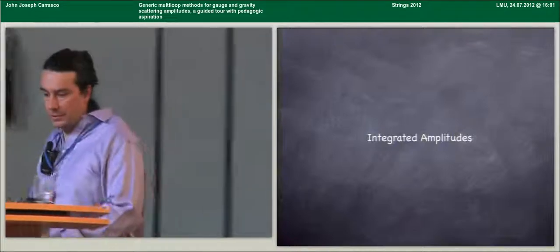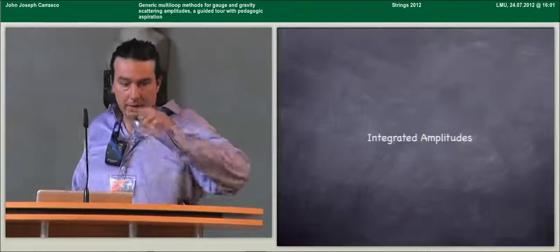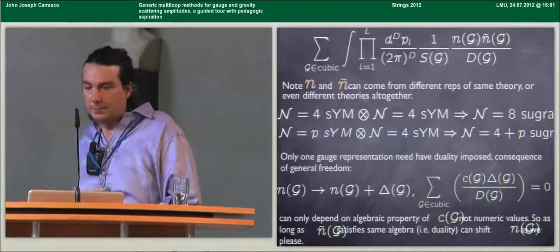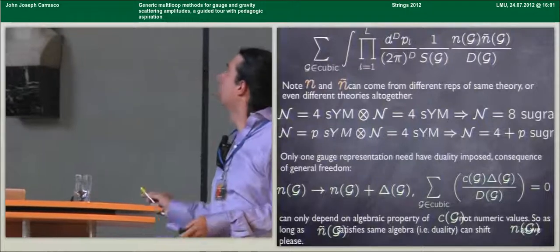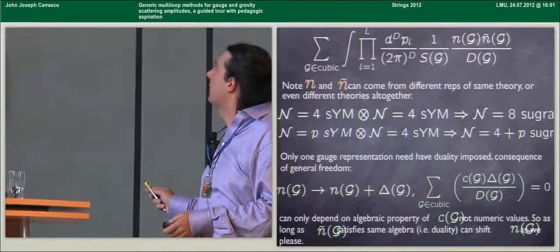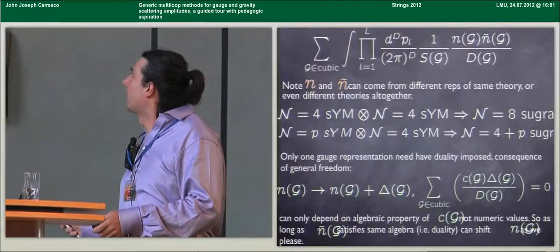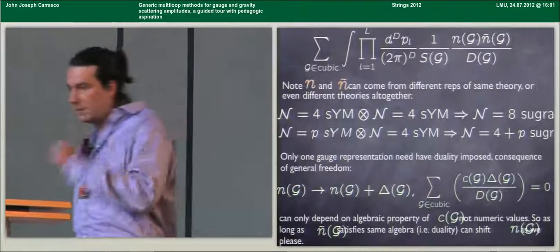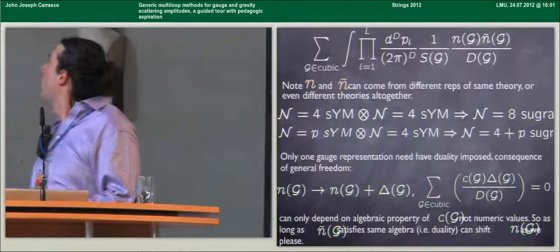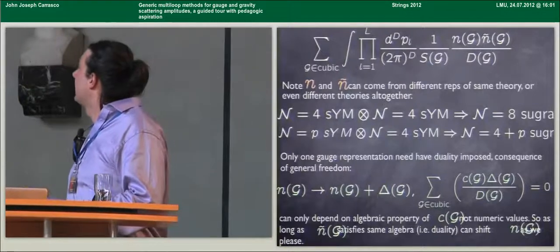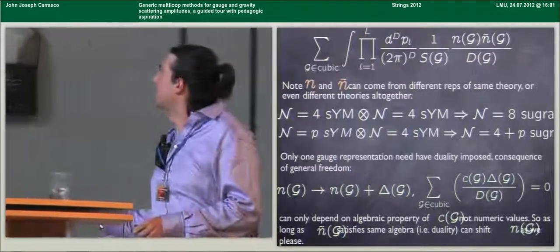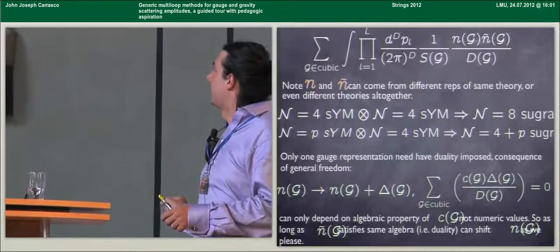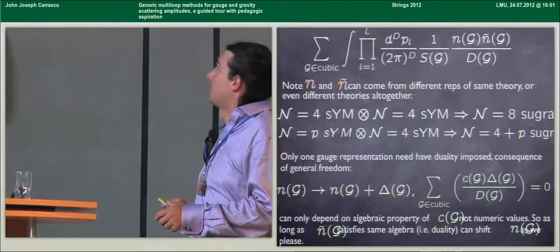Okay, so I'm going to spend a few minutes talking about some cool results with integrated amplitudes. I mentioned that the two different copies didn't have to come from the same theory: if you take a theory with less supersymmetry, then you build a supergravity theory with less supersymmetry. Something I didn't stress is that only one gauge representation needs to have the duality imposed. This is a consequence of general gauge freedom, the fact that I can change my gauge theory amplitude by any shift as long as it doesn't affect the amplitude.